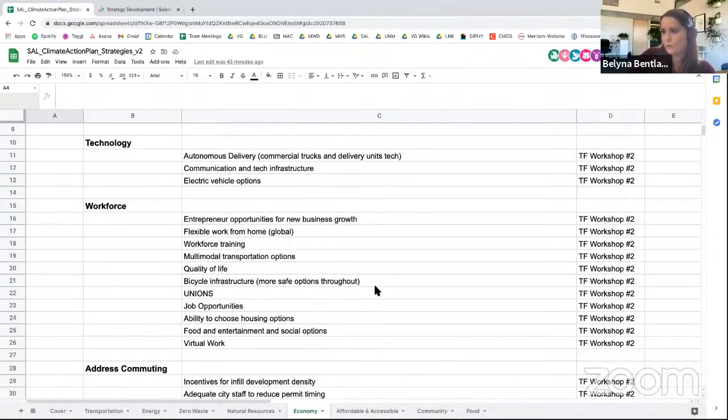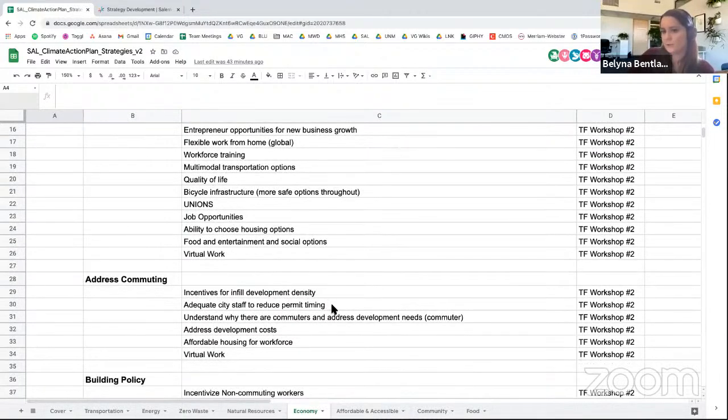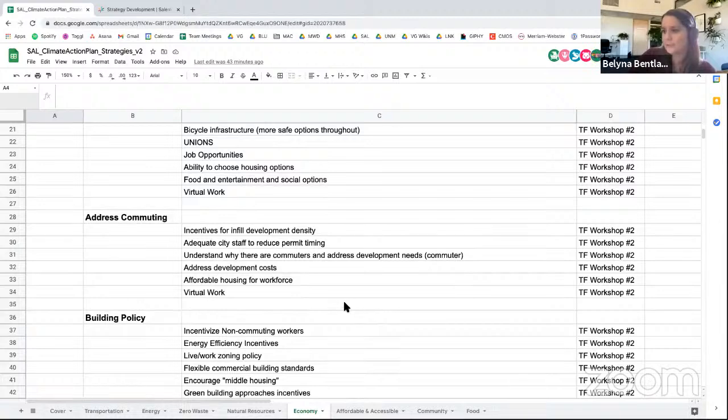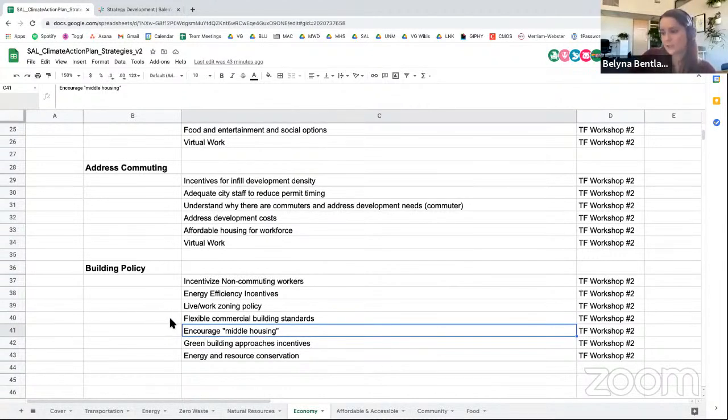Technology, there are some strategies around autonomous vehicles as well as autonomous delivery. Workforce, these are some examples that could be a little bit built out more, but the idea of flexible working from home, remote working to reduce emissions from commuting. And then we also have some sections on commuting itself, and then building policy. So this will likely influence emissions from building electricity, which could fit into the energy tab as well, but also the idea of land use development, such as this one I'll highlight for middle housing. So additional or auxiliary dwelling units, what are the ways that we can increase housing access and affordability?